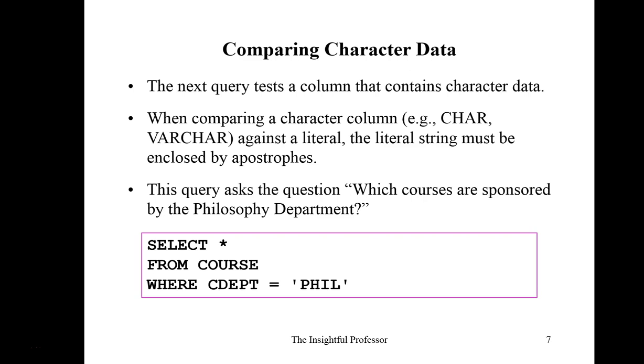So therefore, when we're providing a character string, here's where we want to give a little bit of attention. The question being asked here is which courses are sponsored by the philosophy department. Remember that C department is a foreign key. What we're doing is saying which rows in the course table have a foreign key value that identifies the department called philosophy in the department table.